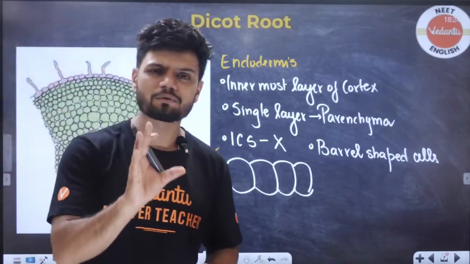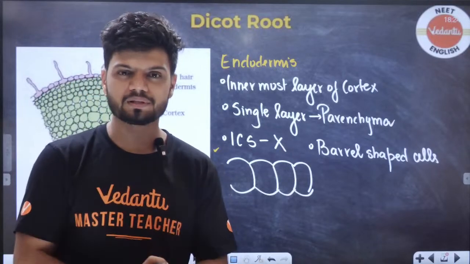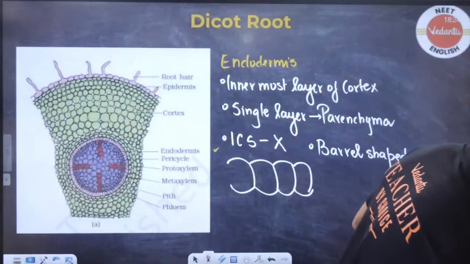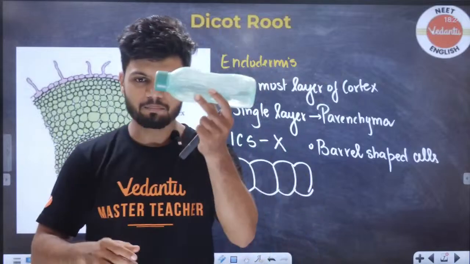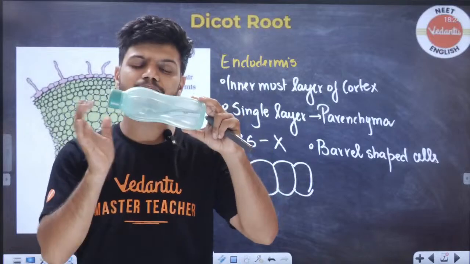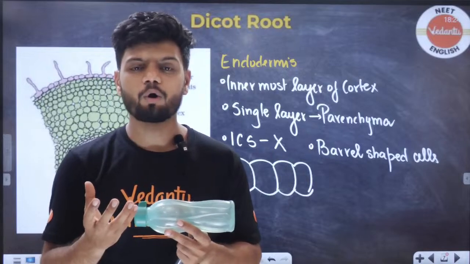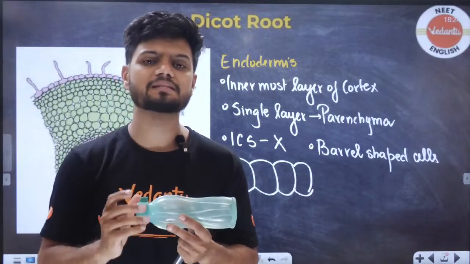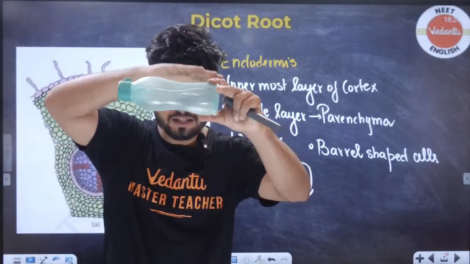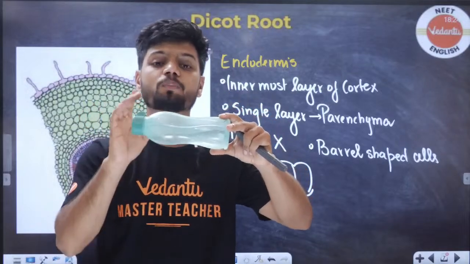Now students, you need to understand one more small point here. In these barrel shaped cells, there is some form of deposition. For example, I'll show you, let's take this bottle. For example, this is a barrel shaped cell. In this barrel shaped cell, there is some form of waxy material, also called a water impermeable substance, called suberin. In this barrel shaped cell, there is suberin deposition.